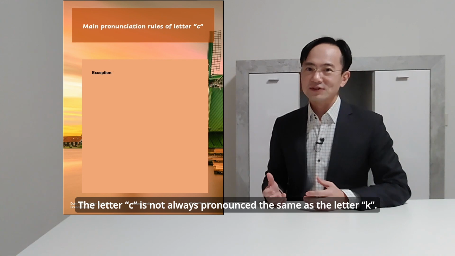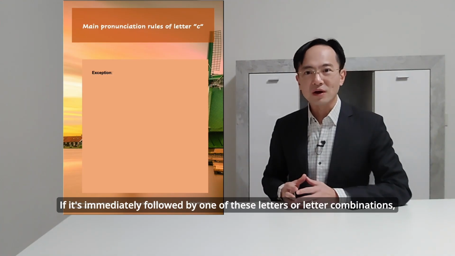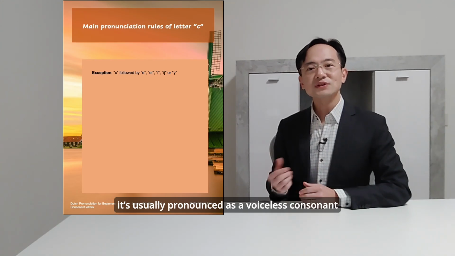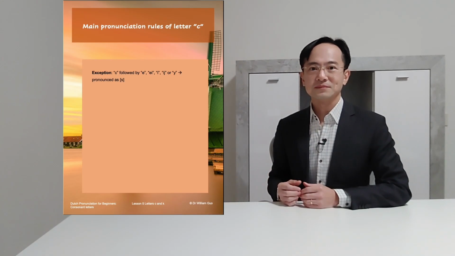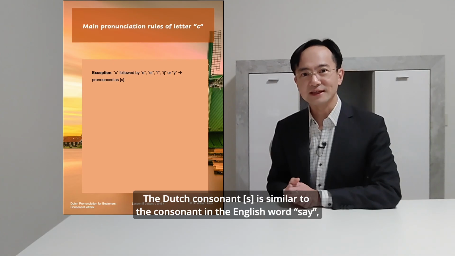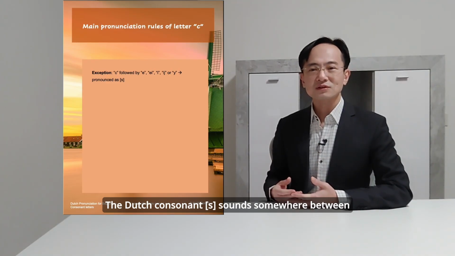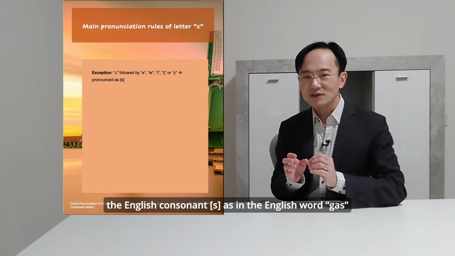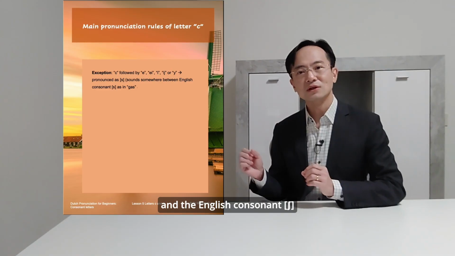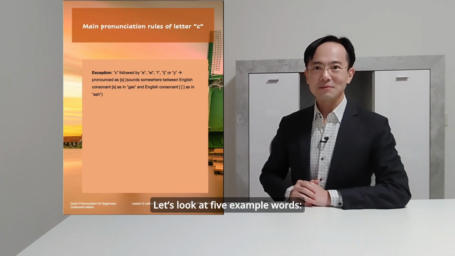The letter C is not always pronounced the same as the letter K. If it's immediately followed by one of these letters or letter combinations, it's usually pronounced as a voiceless consonant S. The Dutch consonant S is similar to the consonant in the English word say, but they're not exactly the same. The Dutch consonant S sounds somewhere between the English consonant S, as in the English word gas, and the English consonant sh, as in the word ash. Let's look at 5 example words.